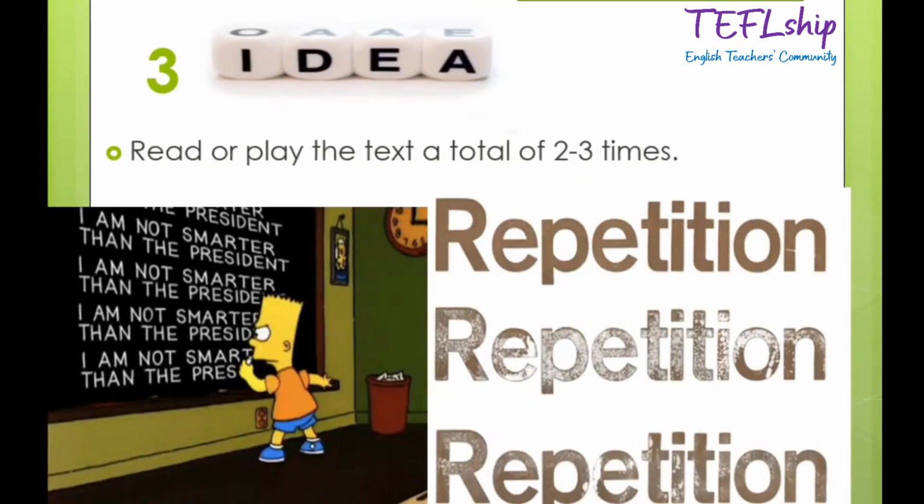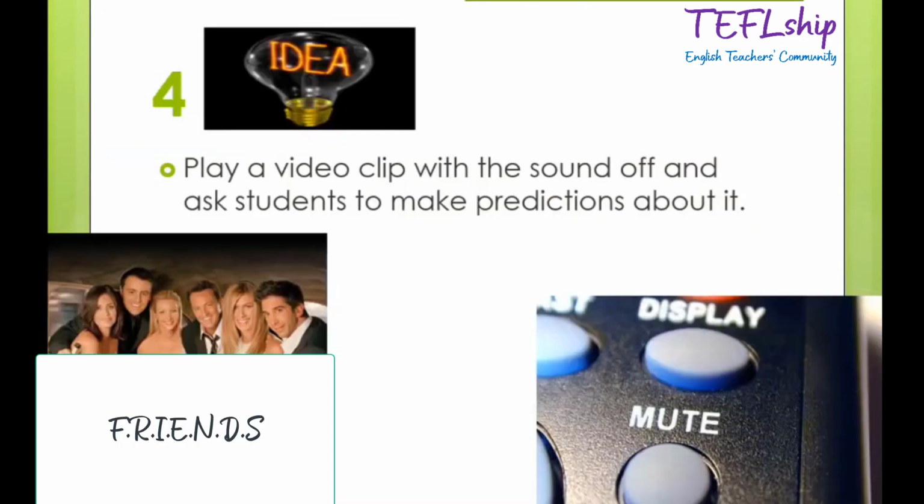Repetition, repetition, repetition. They have to repeat the audio more than once, not just listen for once. You can read and play the text two or three or four times as they like. They can also play a video clip with the sound off and ask students to make predictions about it. For example, I can play a video, turn the sound off, and ask the students to predict what they are saying, what they are talking about. It will be a very useful game for the students, especially the young learners. They will be happy if they play this.